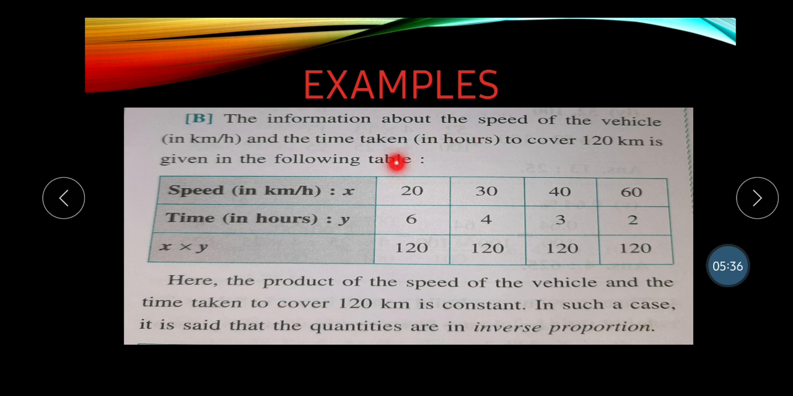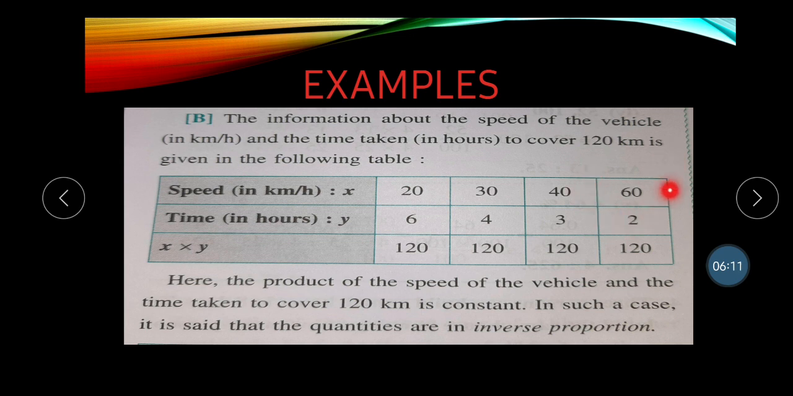Now the speed is 20, the time taken is 6. So 20 into 6 we get 120. Now the speed is increased to 30 kilometers per hour. So the time taken is 4 hours. So 30 into 4, 120. Now the speed is increased, that is 40 kilometers per hour, and the time taken is 3 hours. So 40 into 3, 120.